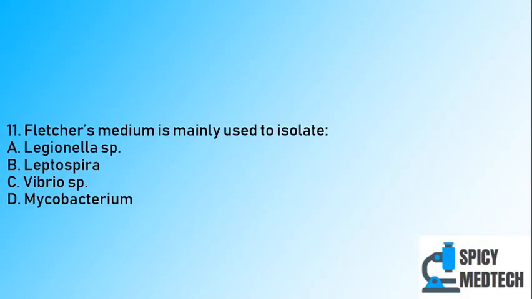Number 11. Fletcher's medium is mainly used to isolate A. Legionella, B. Leptospira, C. Vibrio, or D. Mycobacterium. The answer for number 11 is letter B, Leptospira.